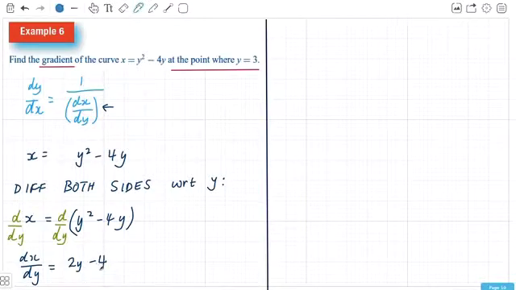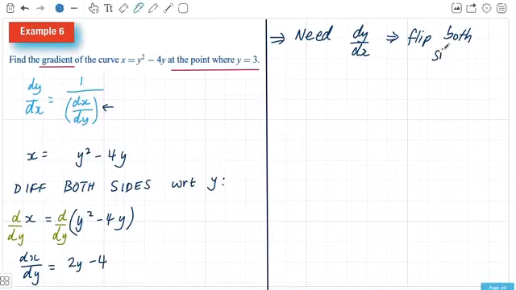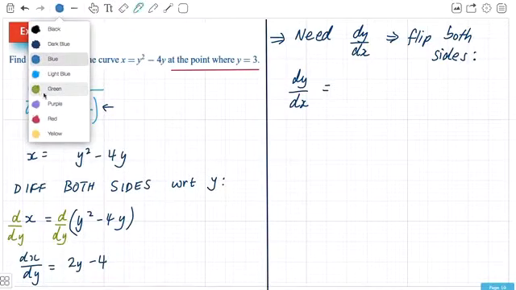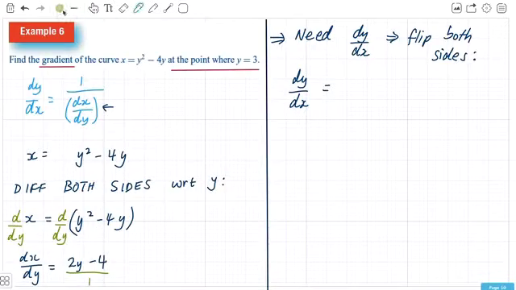Now, what we need is dy/dx. So we're going to flip both sides. Flipping the left side, we get the dy/dx that we need, equals, remember that if you can't obviously see a denominator, the denominator is 1. It's all over 1. So I'm just going to flip this over now. So we have 1 over 2y take away 4. That's the gradient function. I'm going to label that as such. This is the gradient function.